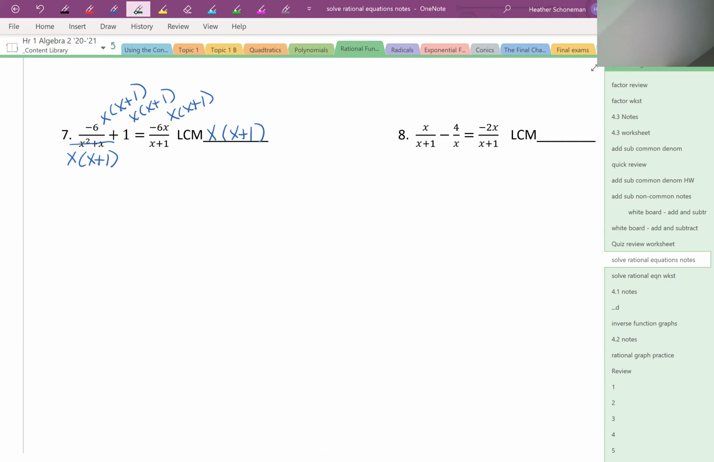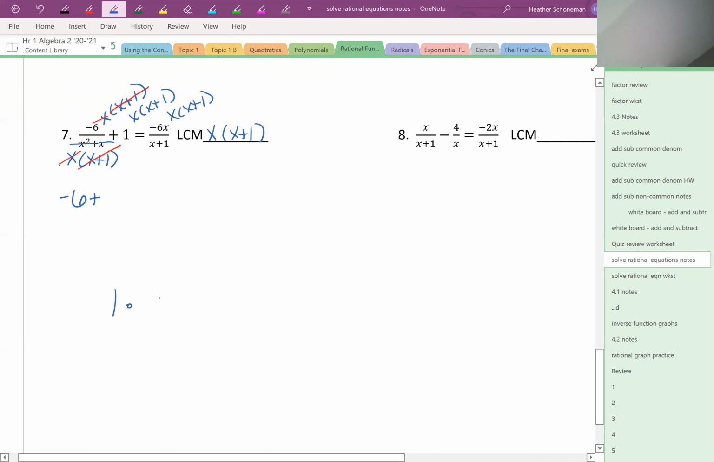On the first fraction, the x's cancel out and so does the x plus 1. So all that leaves me with is -6. On the next one, nothing cancels out. So what I need to do, I'm going to write this out big, and then I'm going to take 1 times x plus 1. Well, I can multiply them in any order. 1 times x is just x. So I have x times x plus 1. So I'm distributing that.